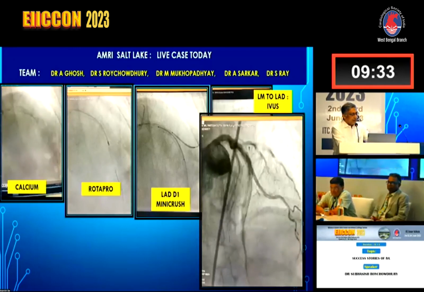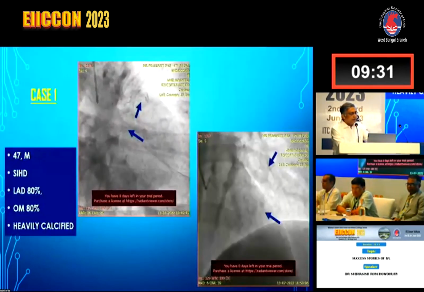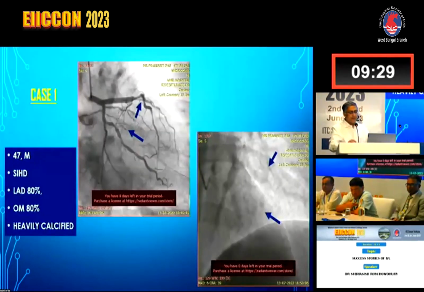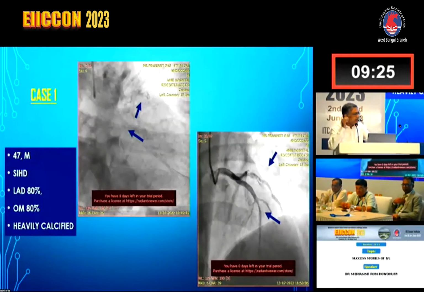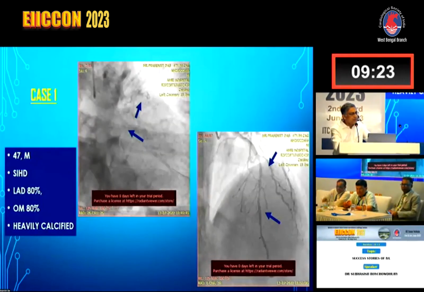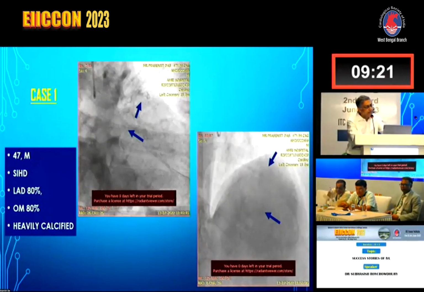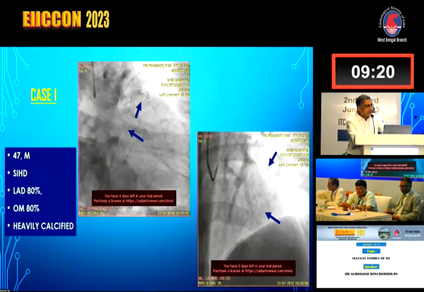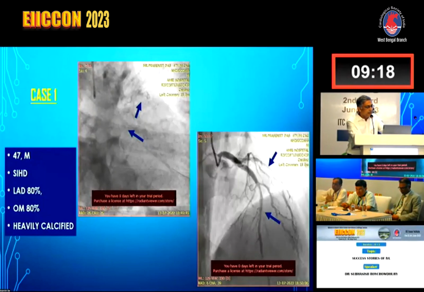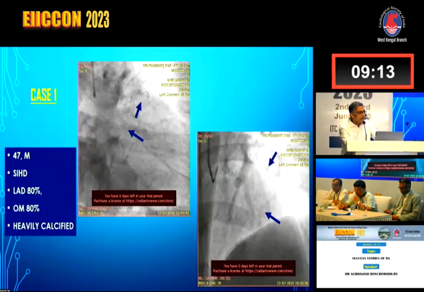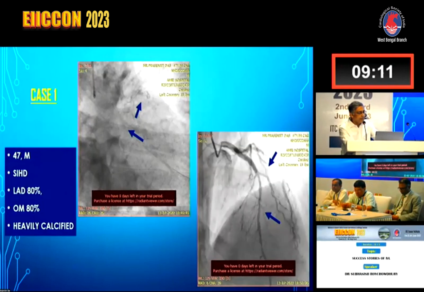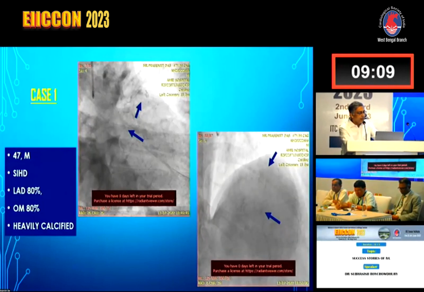Coming to IVL, I'm sure all of you have your experiences of using this lithotripsy calcium cutting machine, and all of you have got some stories to share. And I'll be sharing some success and not so success stories. So the first one is a 47-year-old male with stable ischemic heart disease with an 80% calcified lesion. If you look at the arrows there, you will see the tram track calcification even before the dye comes in, an indication of heavy calcification.